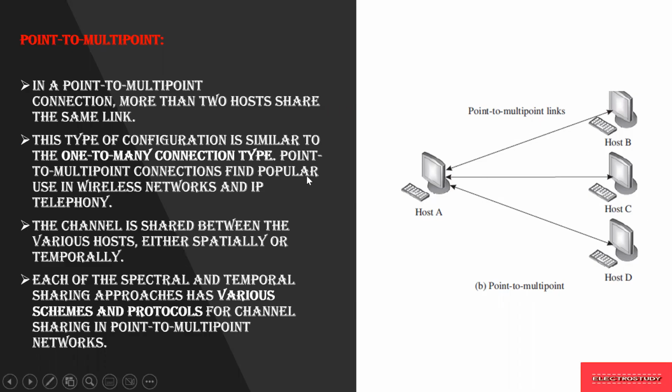So point to multi-point connection finds popular use in wireless networks. It is not wired. You can sit at one end and wirelessly communicate with the other, right? So wireless networks commonly use point to multi-point. And the channel is shared between various hosts. It is not particular to one host, it is shared with many hosts. And each of the approaches has various schemes and protocols to be followed to communicate with each other, right?